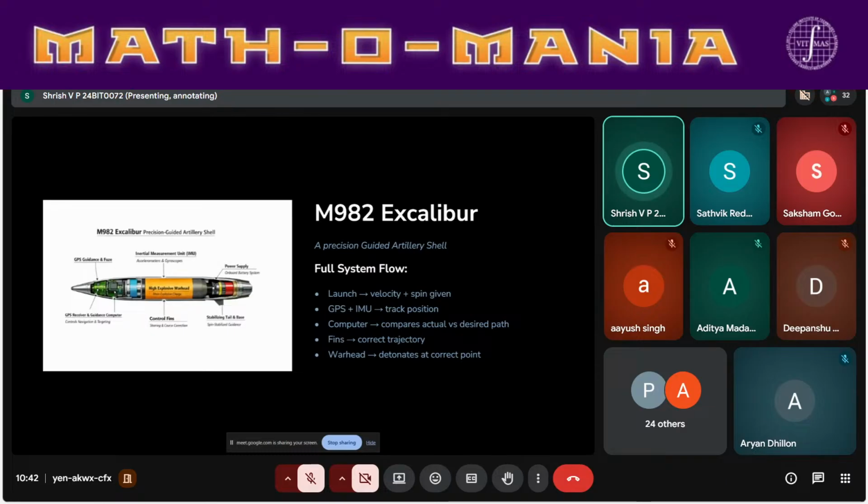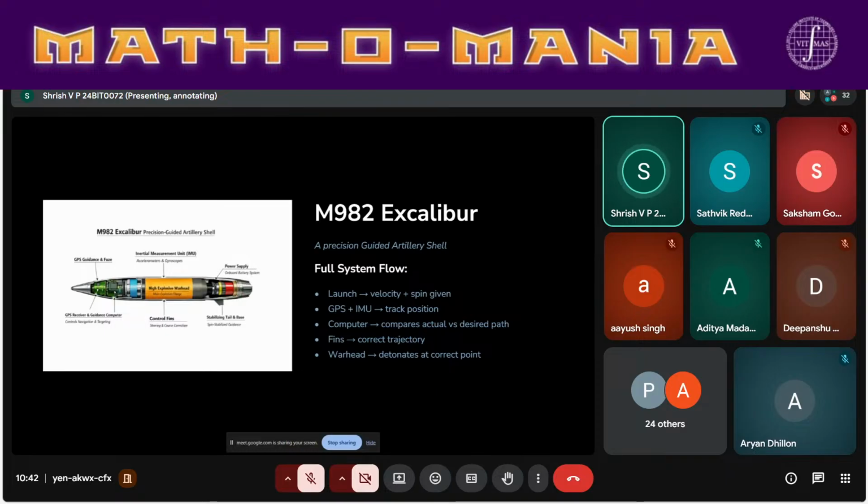Now, let's see a real life example of an artillery shell. M982 Excalibur. It is a precision guided artillery shell, and unlike traditional shells, it is not just fired and forgotten. It actually guides itself during flight. Let's understand how it works step by step.